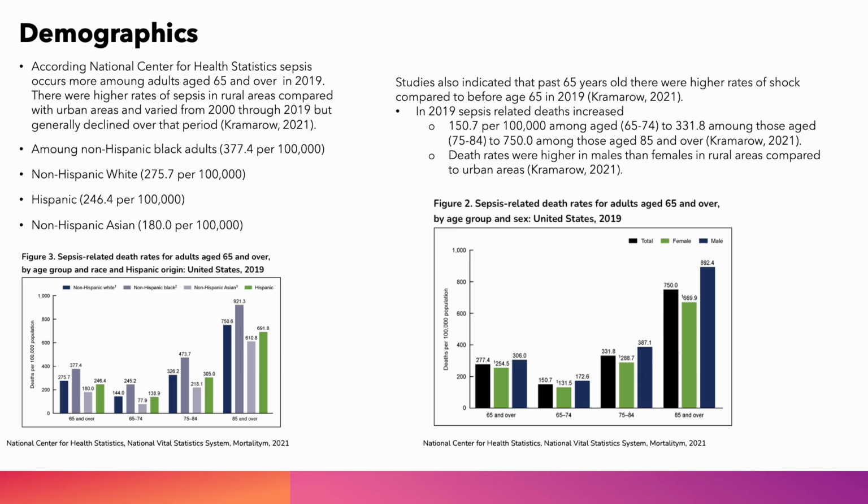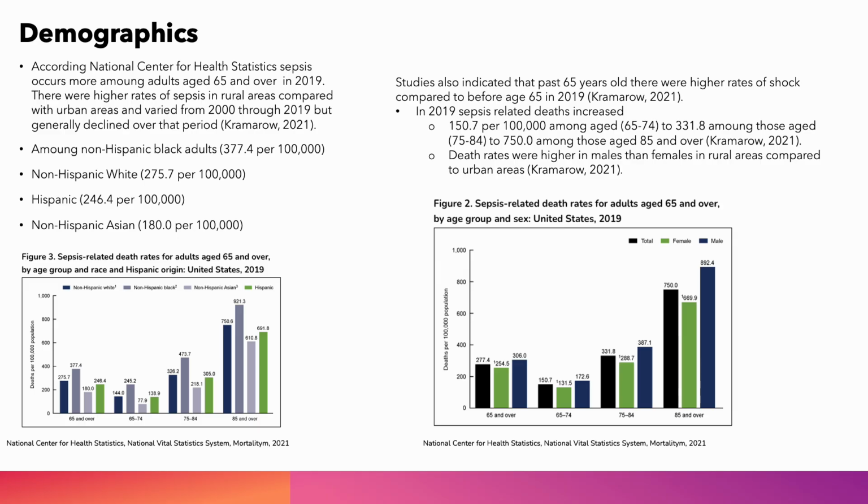Next up, we're going to be talking about demographics. According to the National Center for Health Statistics, sepsis occurs more among adults aged 65 and over. There were higher rates of sepsis in rural areas compared with urban areas, and rates varied from 2000 through 2019, but generally declined over that period. They collected some data and found that among non-Hispanic Black adults, the rate was higher compared to non-Hispanic whites, Hispanic, and non-Hispanic Asian adults.